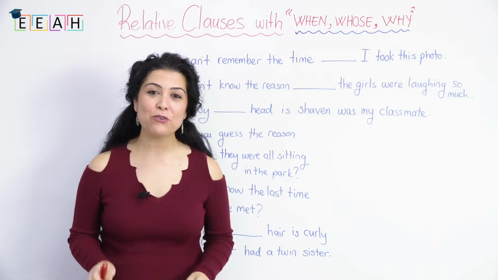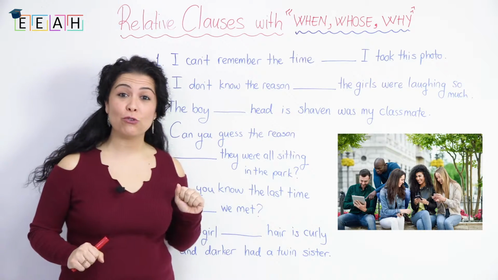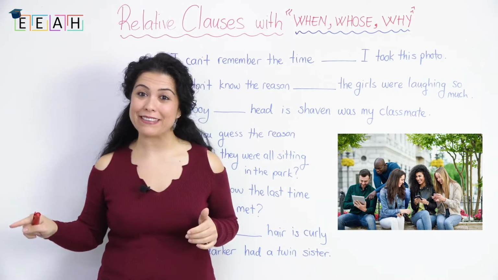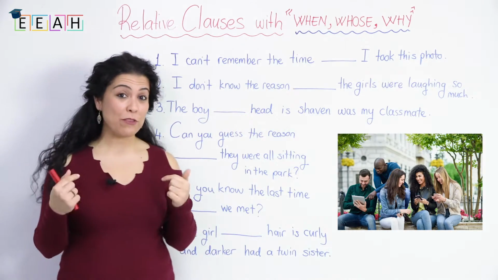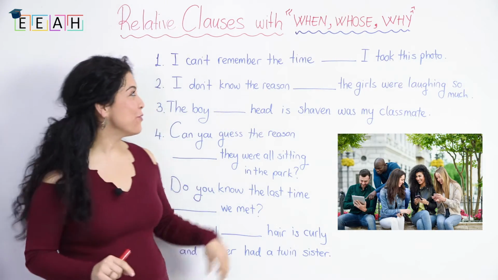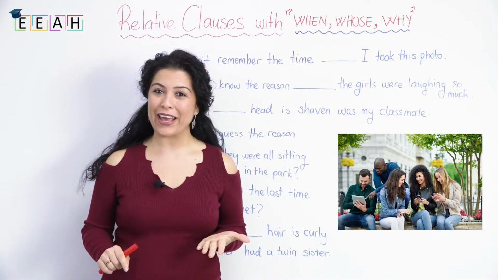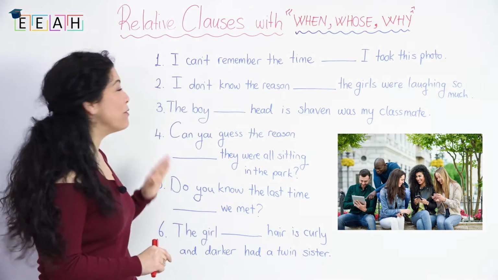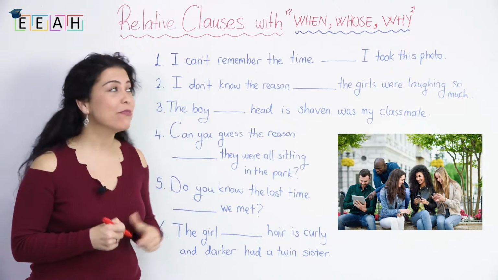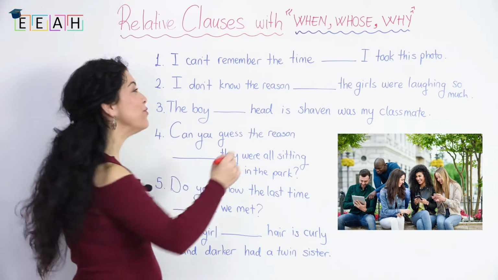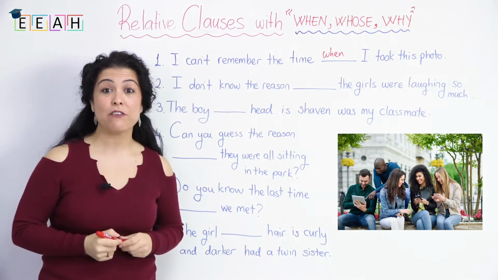Are you ready to practice? I want to show you a picture that I took some time ago in the past. Looking at the picture, complete the sentences with me and remember to use the relative pronoun when, whose, or why. Let's go. Number one, I can't remember the time when I took this photo. Yes, the time when I took this photo.